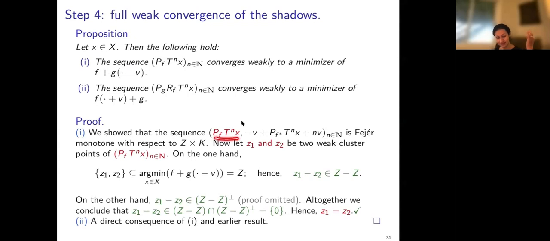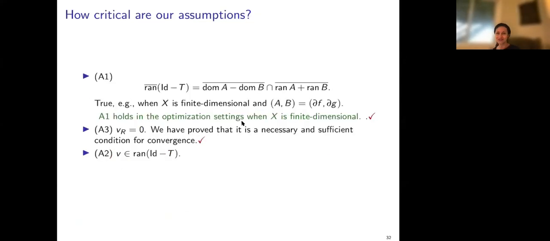We have shown that the sequence is fair monotone with respect to Z times K. I forget about this part because this has a V and things in it, but fair monotonicity in the product space would still allow me to do something nice. So I take 2 weak cluster points, and because we just proved that under the assumption Z is non-empty, the argument is exactly the critical points, then both Z1 and Z2 are in Z, and therefore this is trivial. And now we use some of the properties of fair monotone sequences to conclude that this will also be in Z minus Z perp. And if you combine these two, immediately you will see that you have no choice but a unique cluster point. And this finishes the story and proves the full weak convergence of the shadows.